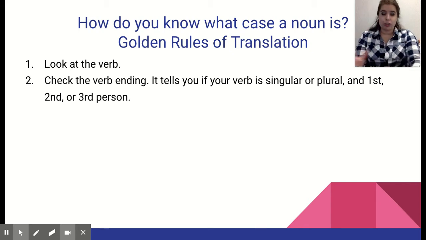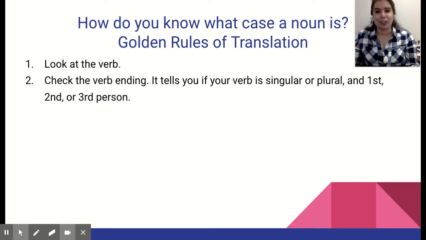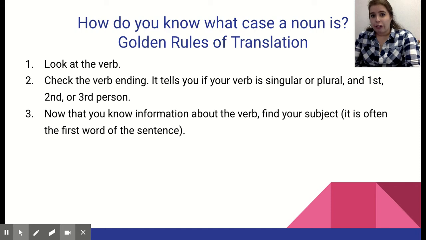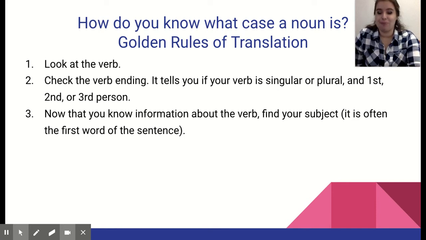So once you've found your verb and you've gotten all the lovely information that the verb has to give you, your next step is to find your subject. So again, if your verb is first or second person, your subject is already good to go. It's in the verb, right? But if your verb is third person, you're going to typically have another noun specifying the subject. So the subject is often the first word of the sentence, or maybe the second one if it's got an adjective or another word coming before it. But your subject is typically one of the first words of the sentence. So that's a good place to start, finding your subject.